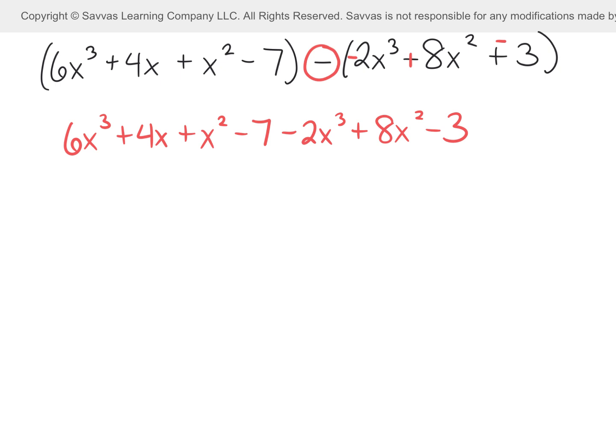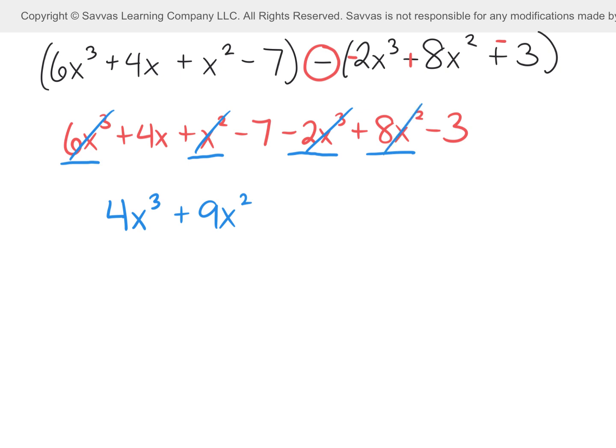Simplify. What needs to go first? 6x to the third and its like term. Yep, 6x to the third minus 2x to the third is 4x to the third. Cross them out. What should come next? X squared. X squared plus 8x squared is 9x squared. Cross them out.